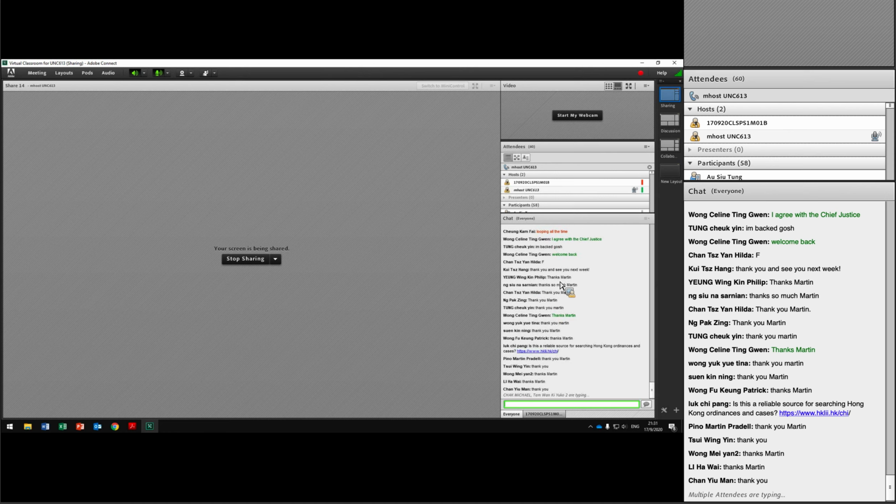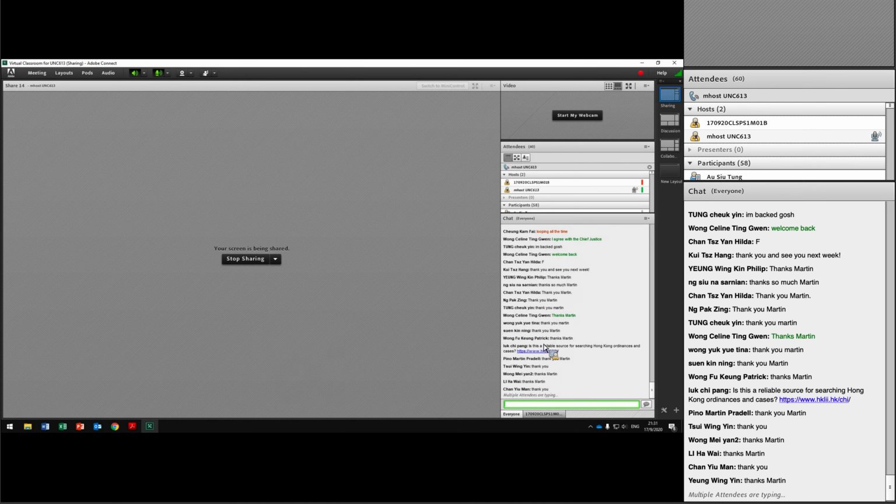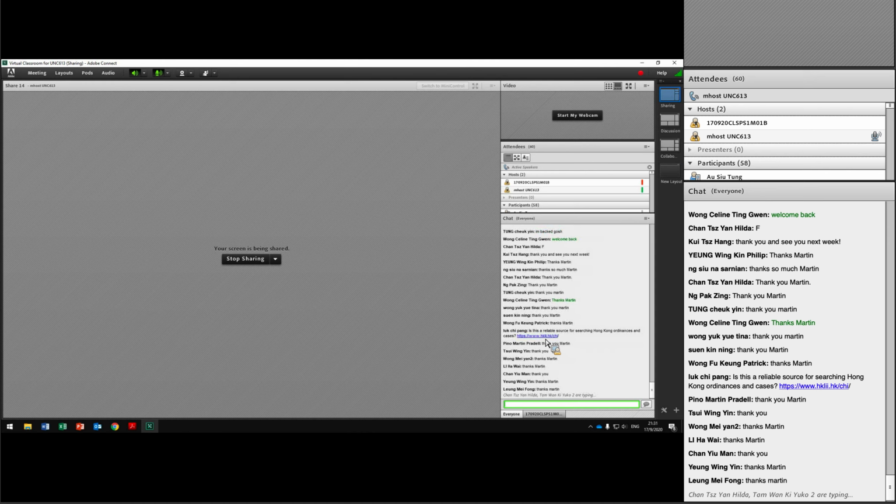Look, he said HKLII. I think not so many people will use this one. I know this one is quite useful for law in other countries, for example, the law in England, the law in Canada, the law in Australia. It's something international. But for Hong Kong law, I think not so many people will do this.